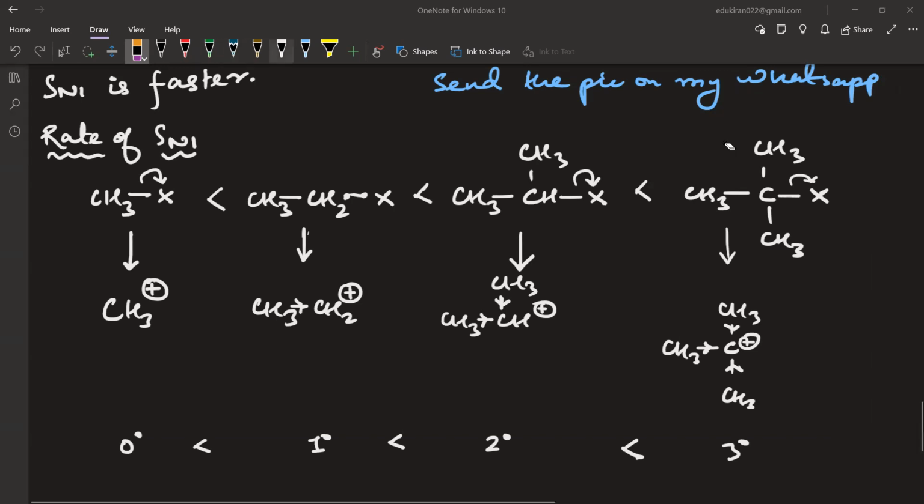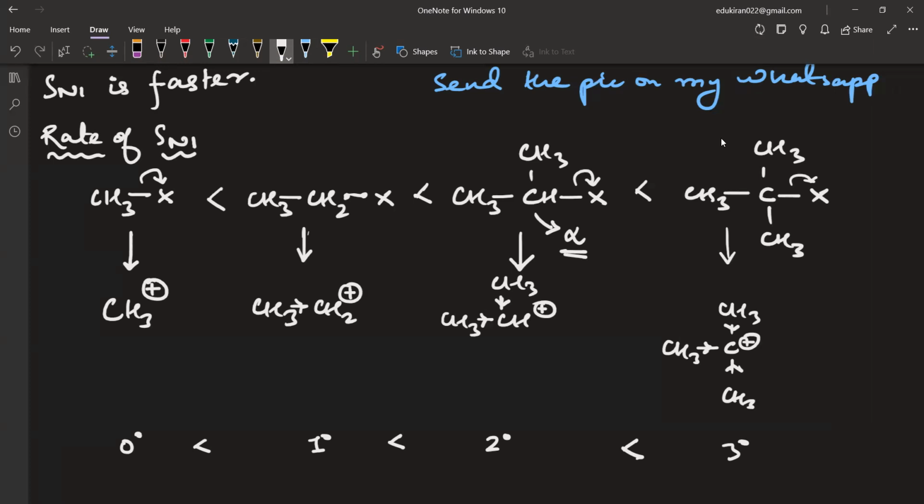Okay, fine. So look, this carbon which is connected to halogen is known as alpha carbon. What is alpha carbon? Tell me, Fahad. The carbon which is connected to X. What is X? Halogen. Yes, it is halogen. So this is alpha carbon.